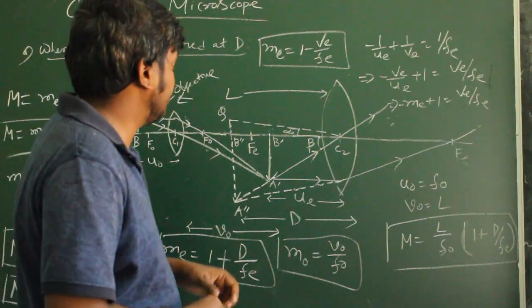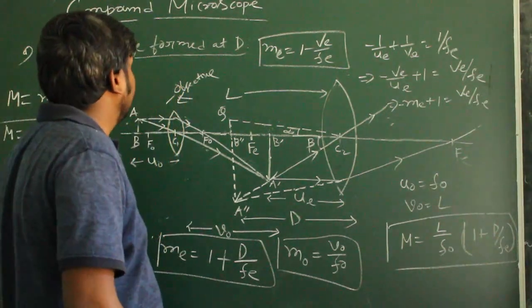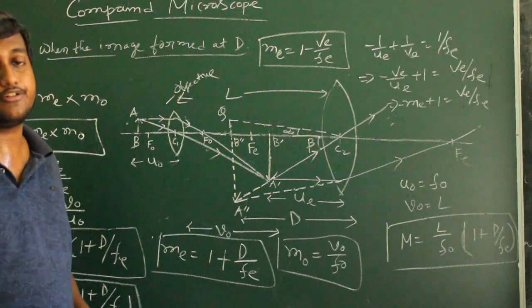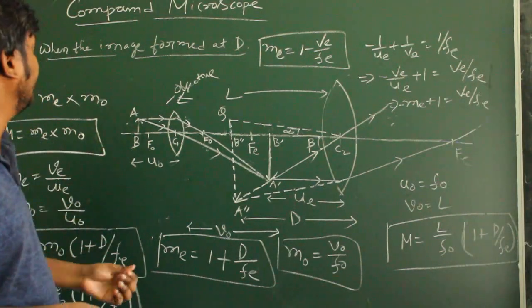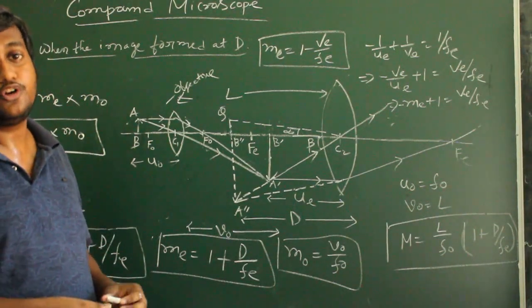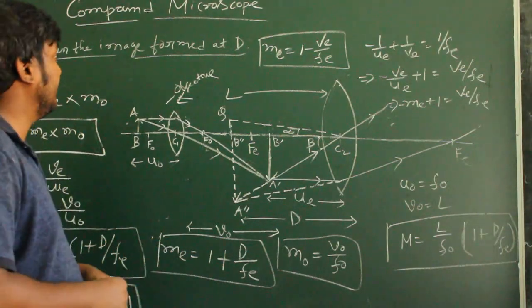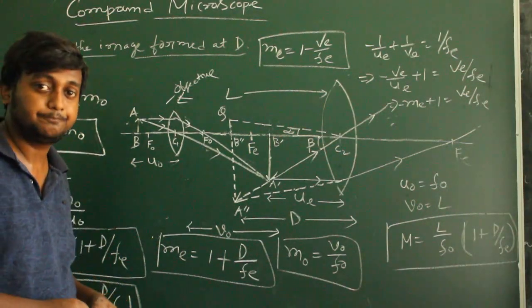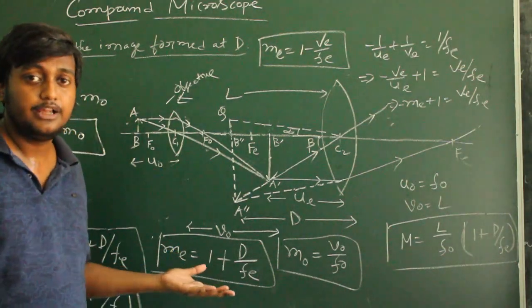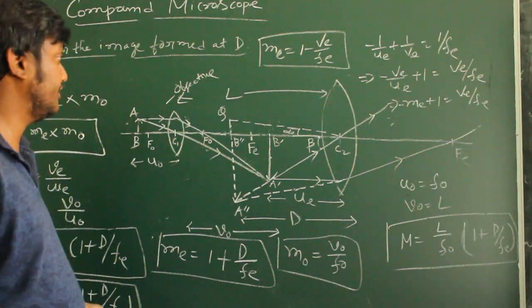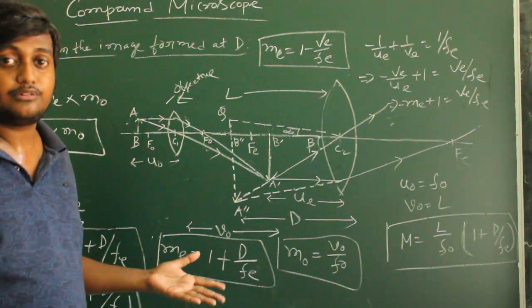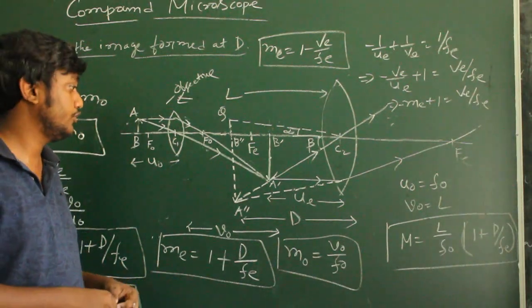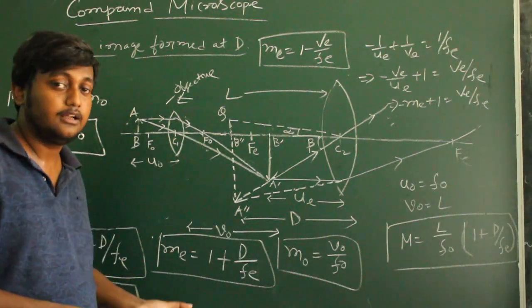So this is about today's class. I discussed the simple microscope and the compound microscope when the image is formed at D. Your classwork is to find the magnifying power when the image is formed at infinity. It's very simple. You can use your book. If you do not understand, do it in your classwork time. Just go through today's lecture.